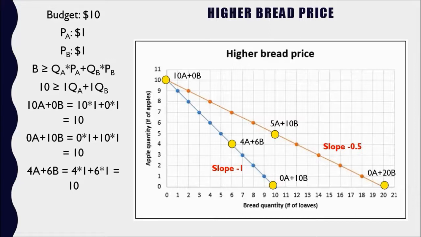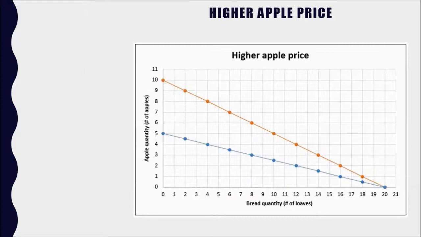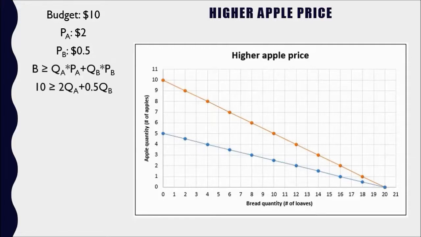Let's look at a similar example where the budget is unchanged, but the price of an apple is now $2 instead of $1, and the price of bread is still 50 cents. Our new budget constraint inequality is 10 ≥ 2 QA + 0.5 QB.